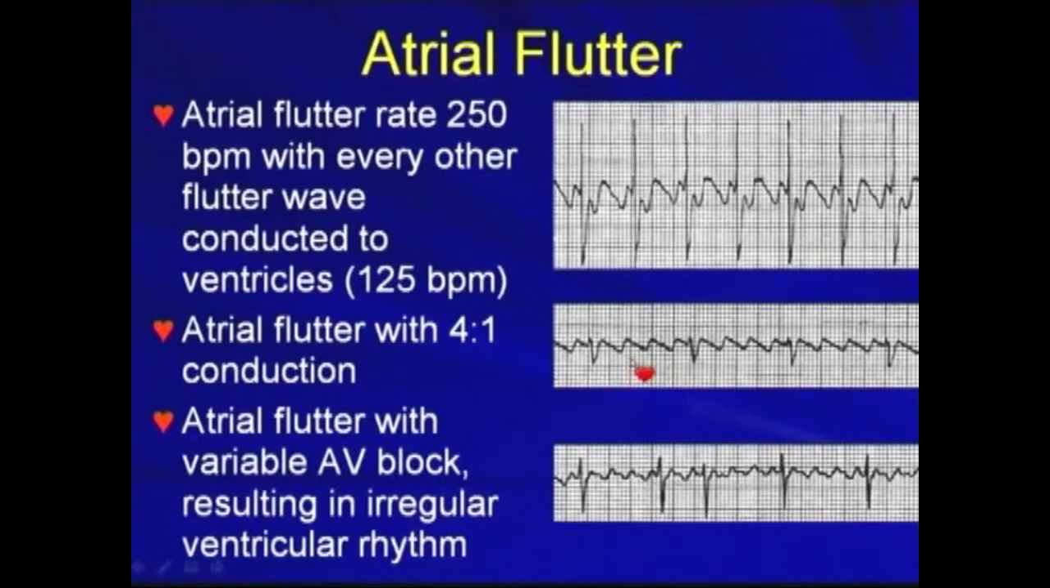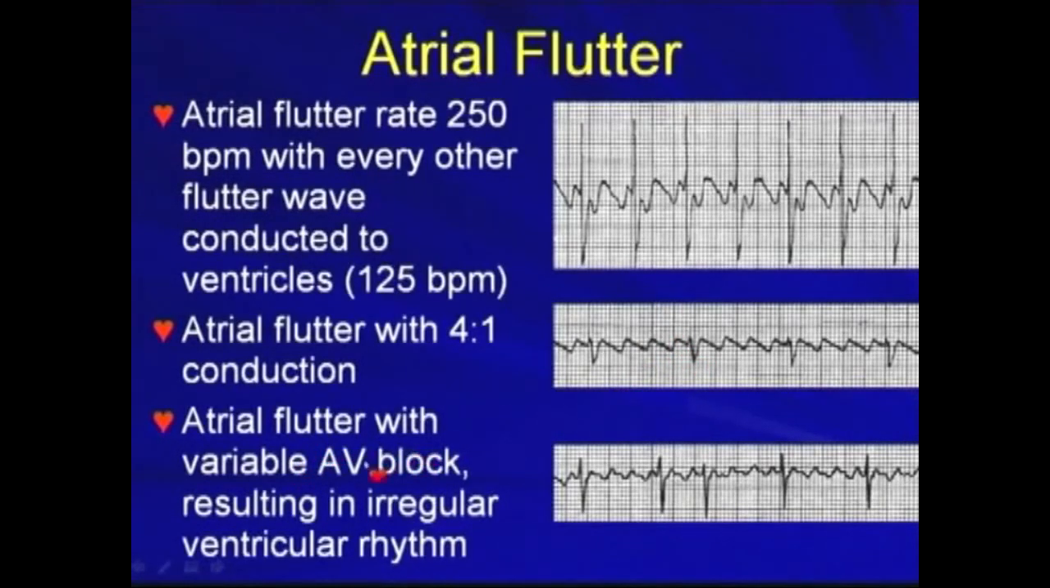Here is atrial flutter with 4-to-1 conduction. That is, every 4th flutter wave is conducted to the ventricle. So you have a 4-to-1 conduction. So this flutter wave, this and this are not conducted, and the 4th one is conducted into the ventricle.